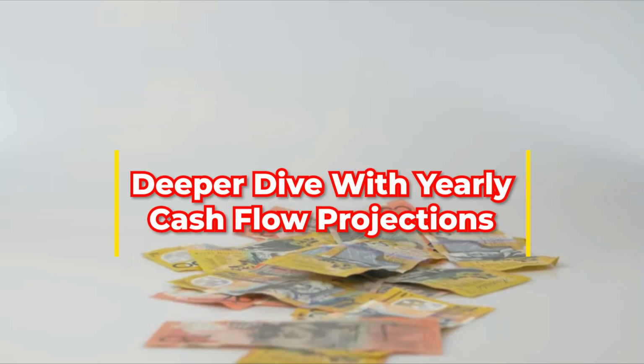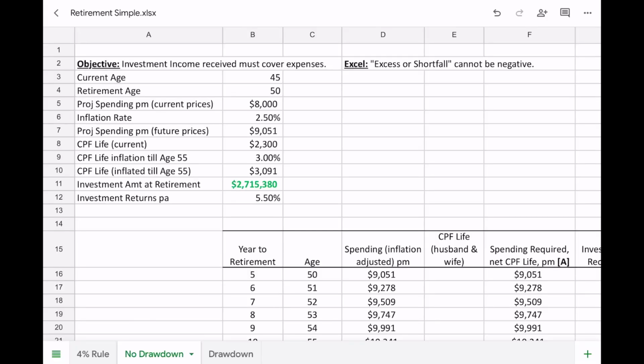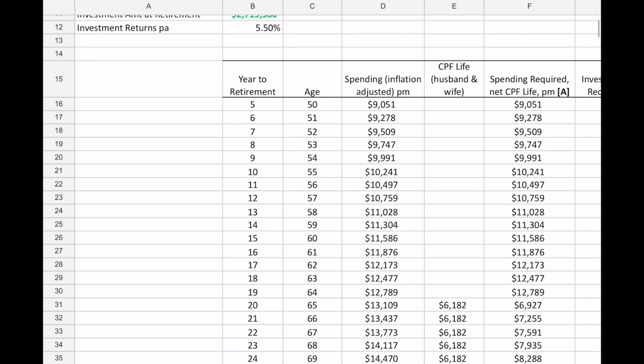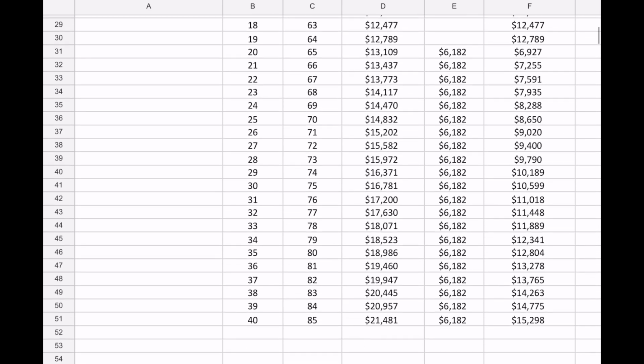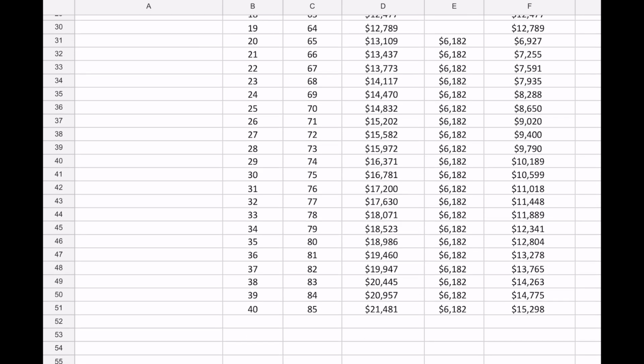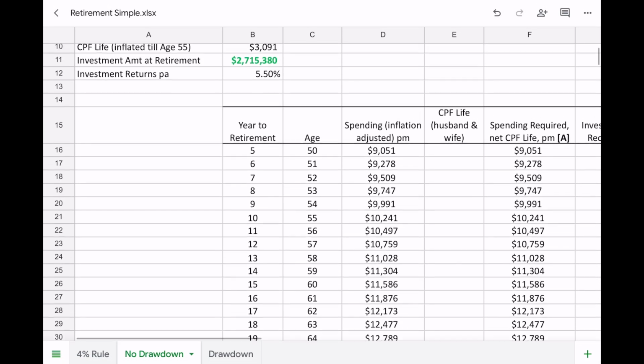A deeper dive with yearly cash flow projections. In this section, we're diving into a detailed yearly cash flow analysis, extending from the age of retirement up to 85 years old. This means a retirement period of 40 years. This model is easily adaptable. For those planning for a longer lifespan, just add more rows.